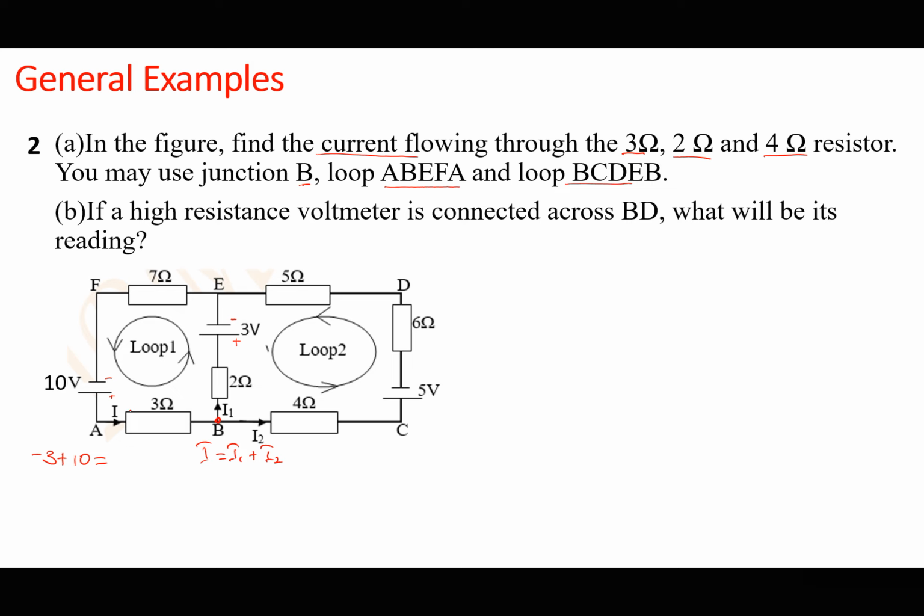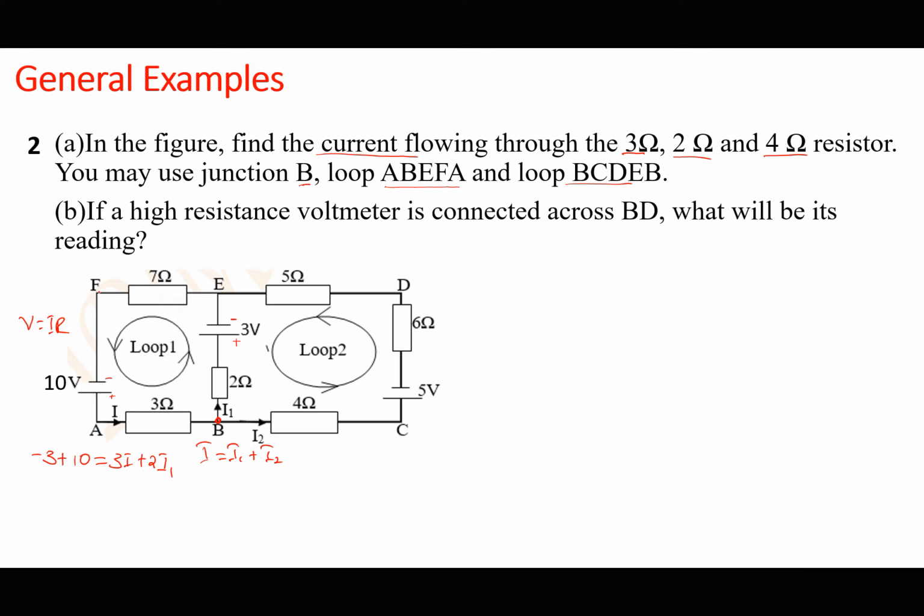So if I move from A to B, the current through 3 ohms is in the same direction as the loop, because the loop is from A to B, then the current is also from A to B. So this is going to be positive. So this will be 3 times I. Remember the PD is equal to I times R. Then from B to E, the current I1 is in the same direction as the loop. So this is going to be plus 2 times I1.